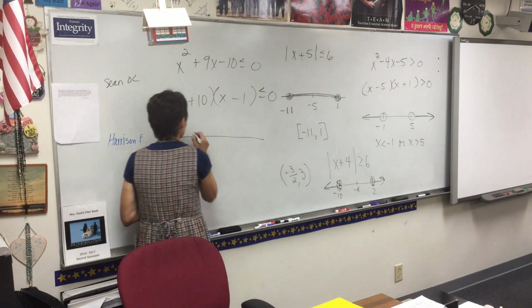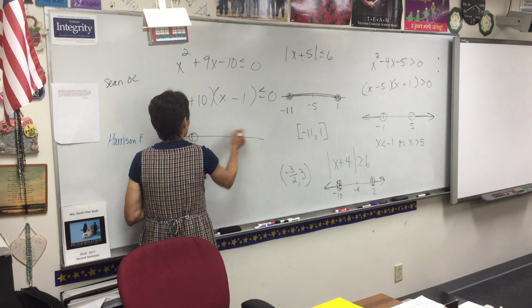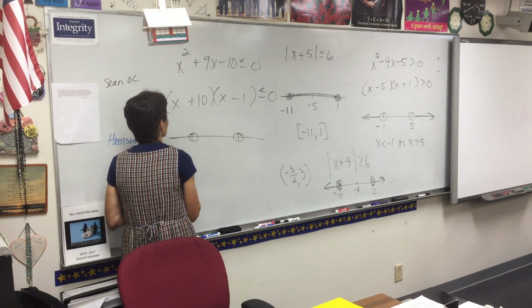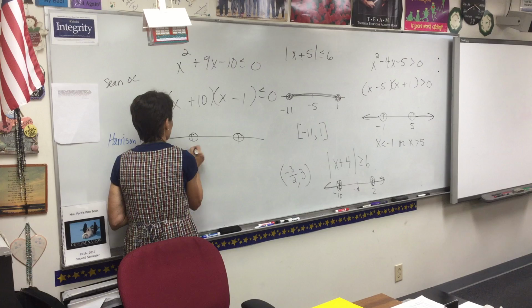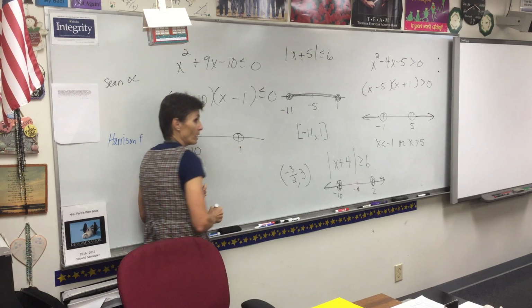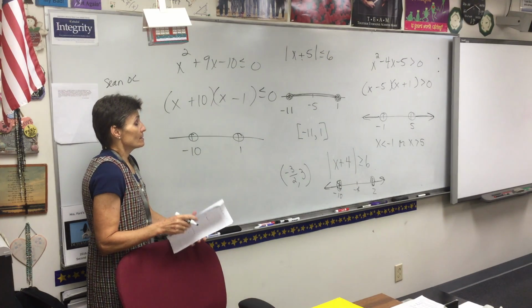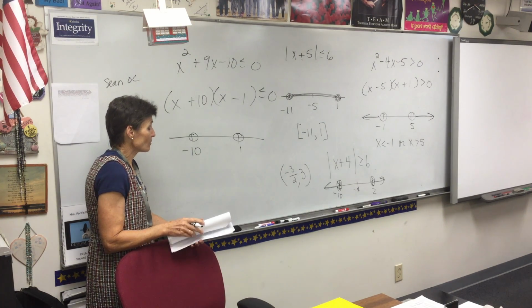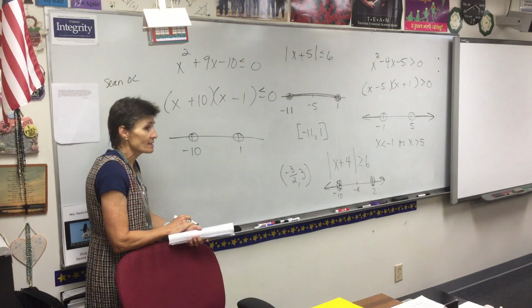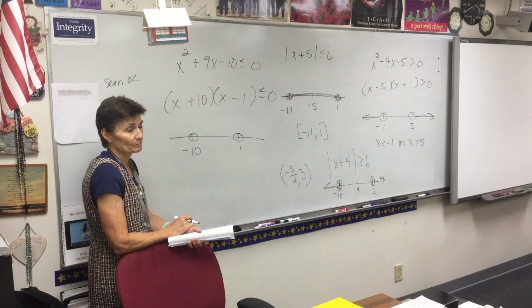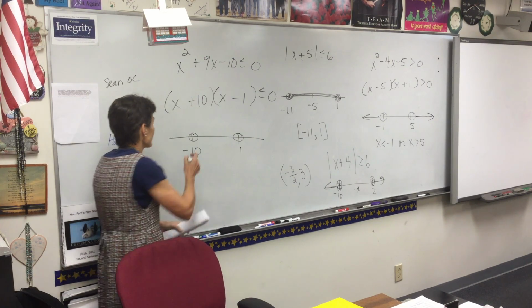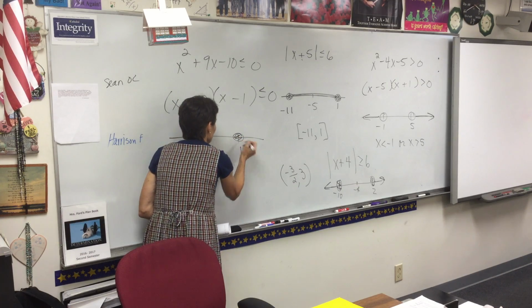So where are my dots going to be on my number line then? -1. There, where are they going to be? 1 and -10. Yeah, -10 and +1. Remember, the dots on the number line go at the opposite of the parentheses. Those dots this time are going to be solid.